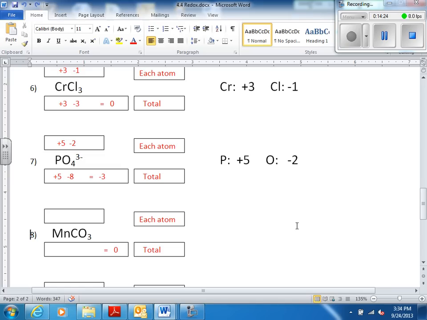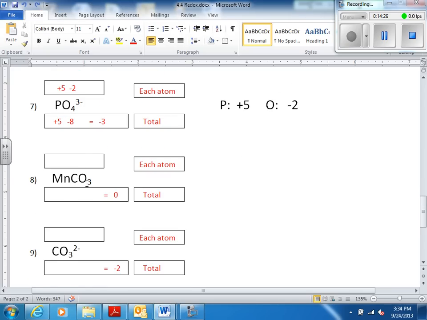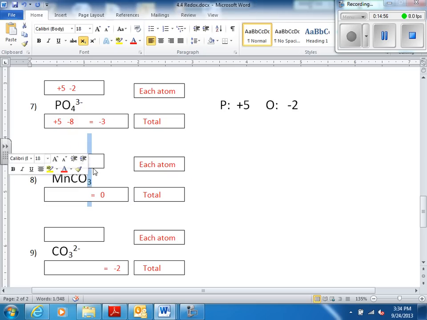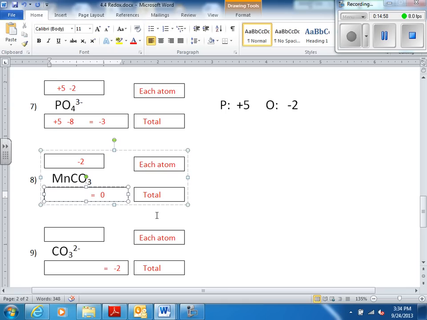All right, number 8. Again, stop at any time and do these on your own. Polyatomic ion in here, ionic compound. We don't know Mn automatically, so we're going to have to use information about carbonates. Well, first we know oxygen. Oxygen is going to be -2. Oops, not -23, just -2. The total on the oxygens will be, I have 3 of them, so 3 -2s will give me -6.